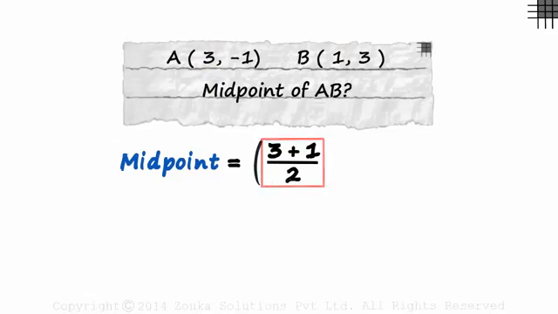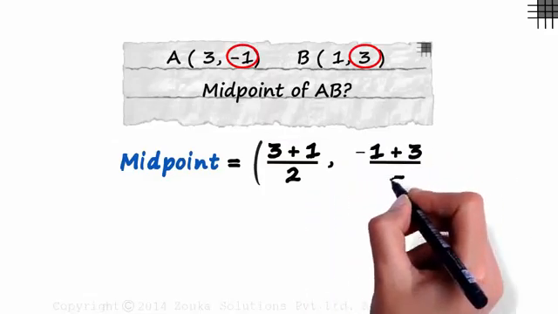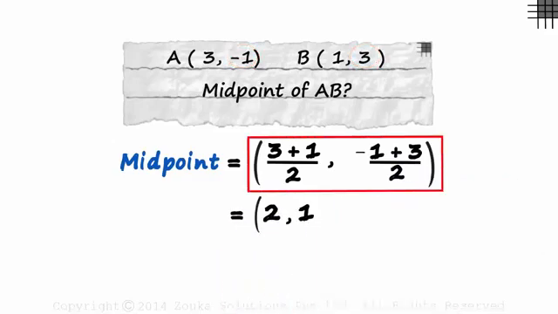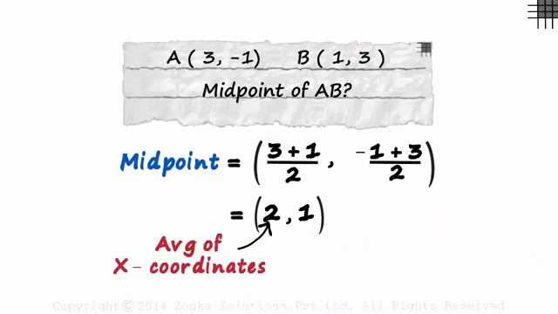And the y-coordinate, as you would have guessed, will be the average of the y-coordinates of the endpoints. It will be (minus 1 plus 3) over 2. The coordinates of the midpoint are (2, 1). Remember, average of the x-coordinates and average of the y-coordinates.